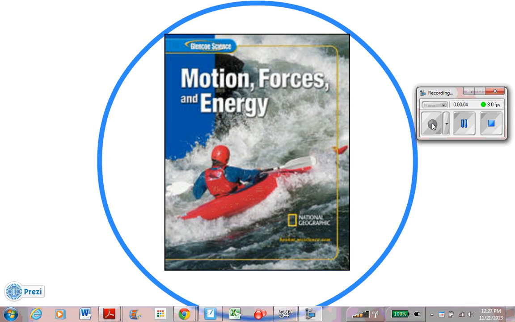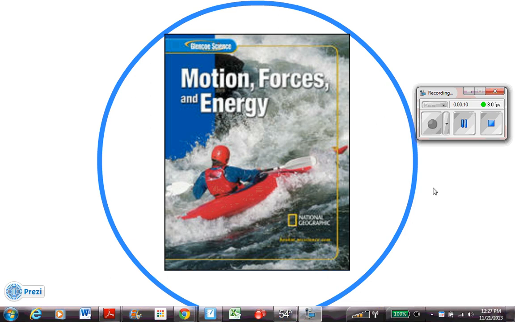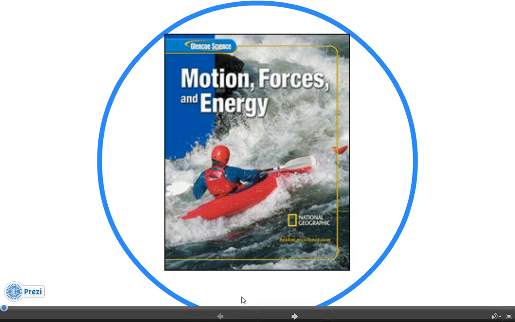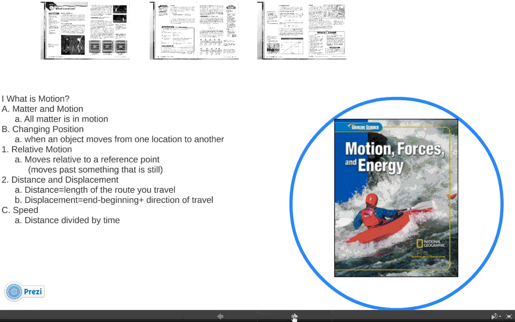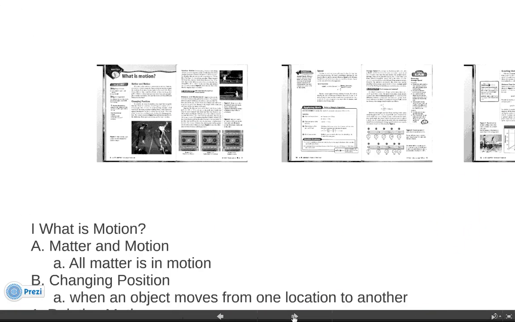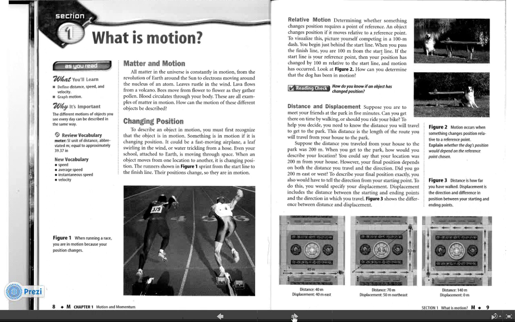Okay, welcome to Motion, Forces, and Energy. This is the book we'll be using to learn about the basics of physics. If you go to page 8, I know I told you you had to find it, but we're going to page 8 in our book, and I would like for you to notice all the elements on this page. We're in section 1 of chapter 1, what is motion?